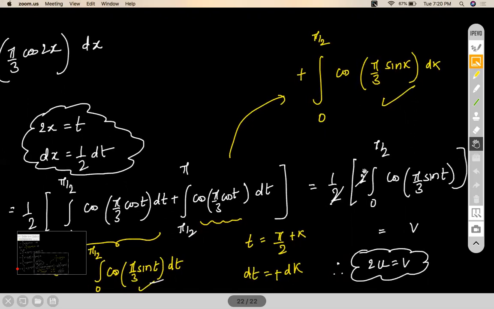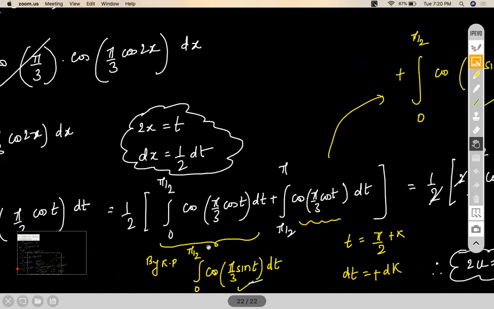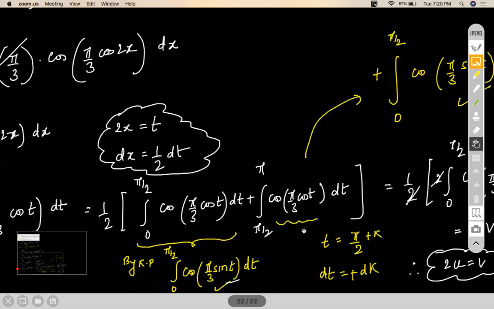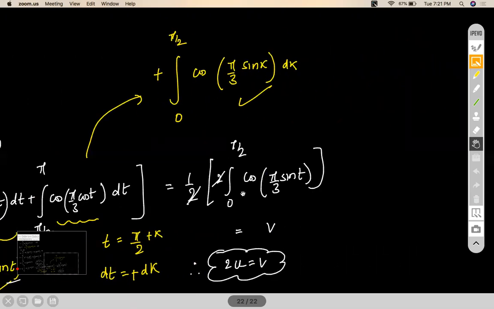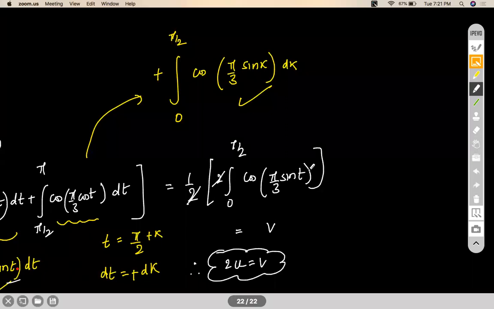Correct? And then by the use of King's property on this, I also converted it to cos pi by 3 sine t. Both these integrals are same. That means these two integrals were actually the same. So that gave me half, 2 times 0 to pi by 2, cos pi by 3 t sine t. Okay. So this is nothing but v. So 2u is equal to v. Is that clear? Any questions here? Okay. Next question. Can I go to the next page?